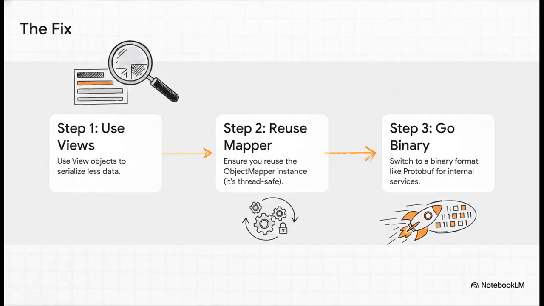That's it. So how do we take this tower down? First off, stop sending everything. Use view objects or DTOs to serialize only the data you actually need. Second, and this is a big one, reuse your object mapper instance.